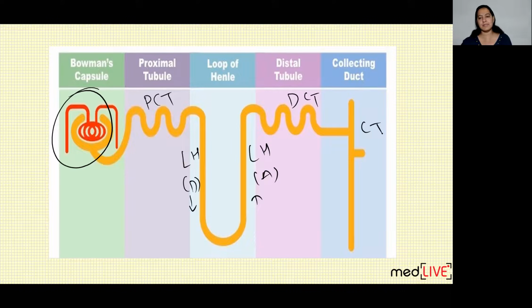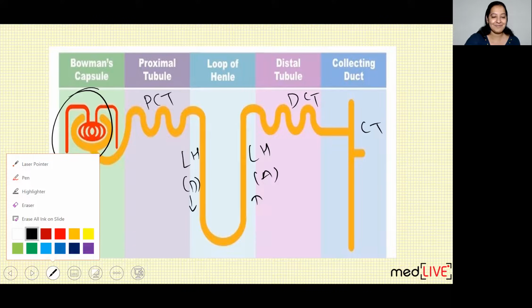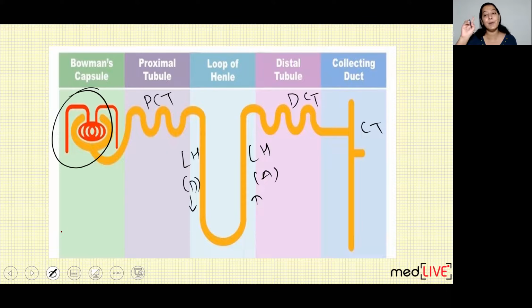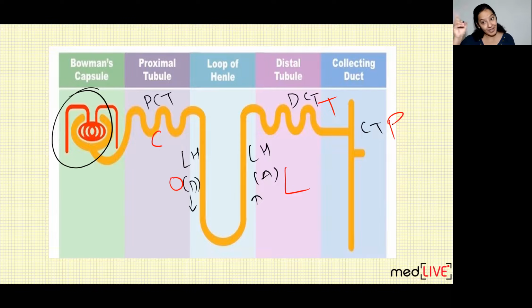You know the sequence. We don't have to mug up the sequence. We know the diagram of a nephron. First we draw the glomerulus, then PCT, loop of Henle descending limb, ascending limb, then DCT, then collecting tubules. Now the mnemonic comes here. Just give me a second. The mnemonic is COLTP, cold P. COLTP. What was C? C was carbonic anhydrase inhibitor.